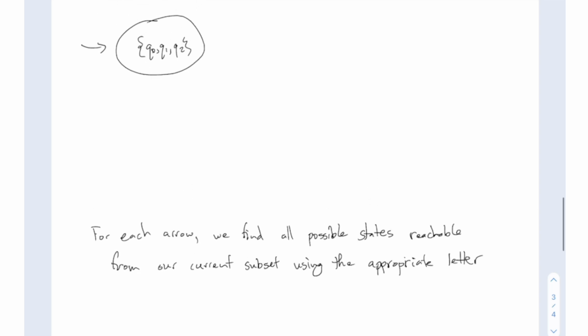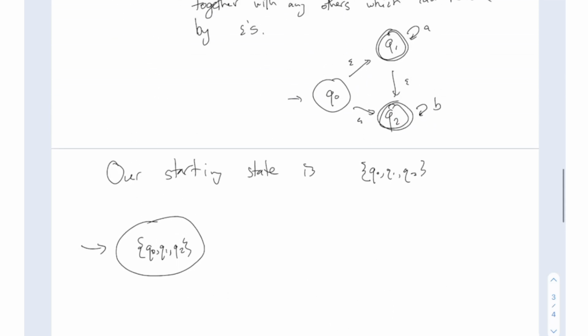So from this state, Q0, Q1, Q2, if I want the A arrow, I have to look at the diagram and decide what are the possible states you can get to, starting from any of those three states and using an A. And I will emphasize, using the appropriate letter, possibly with epsilons. All right, so I should be looking at this diagram, starting in any of these three states. Where could I end up if I do an A and maybe some epsilons?